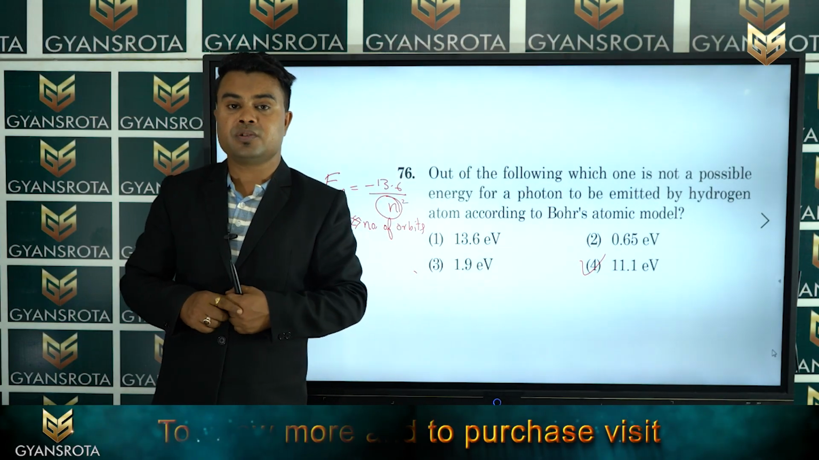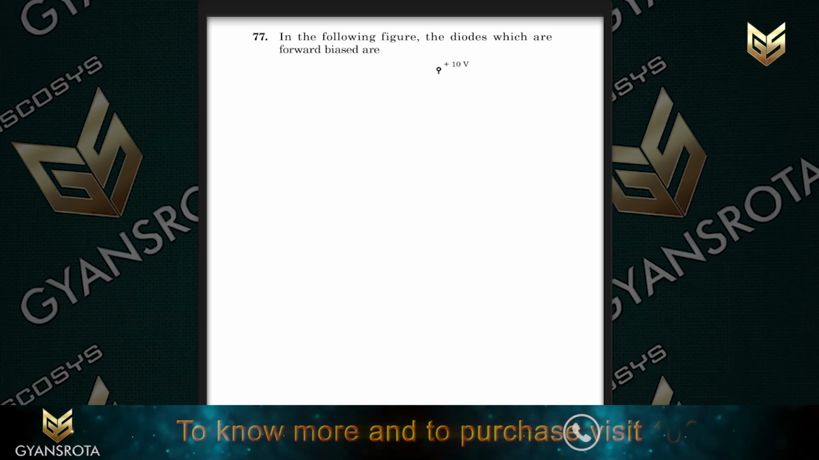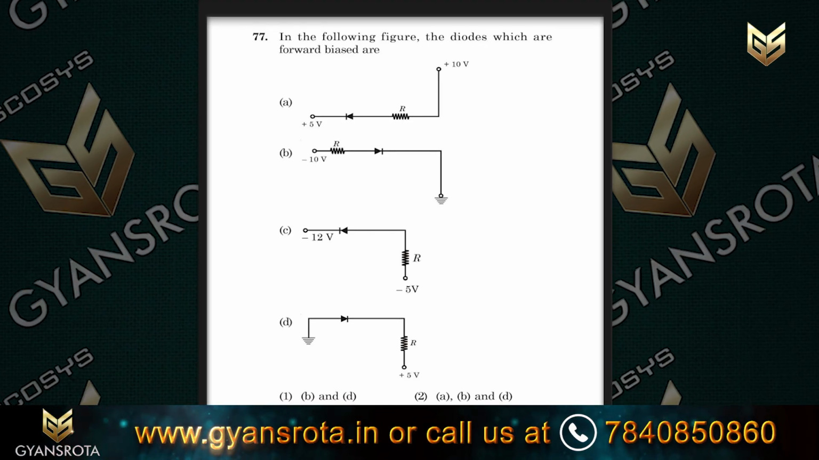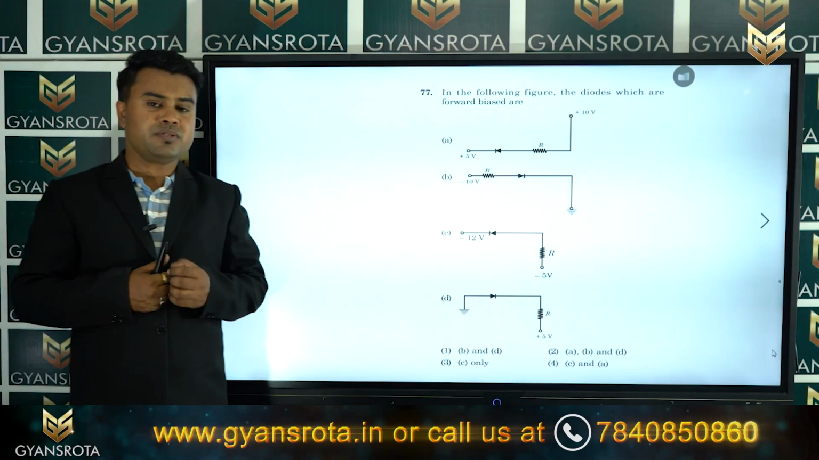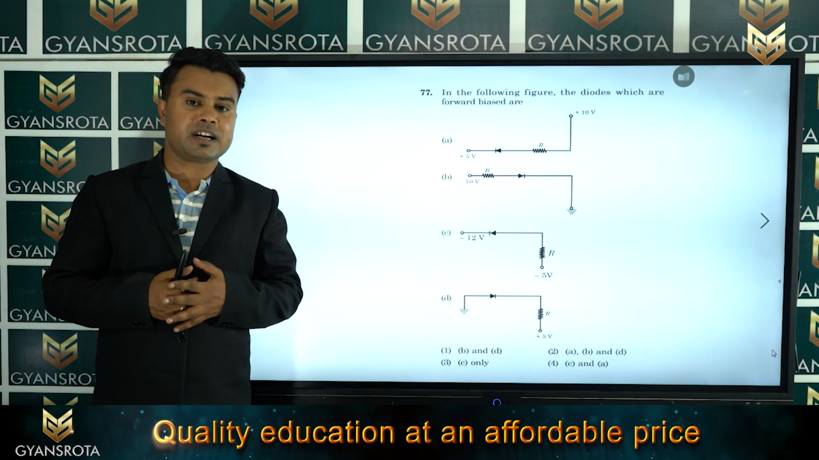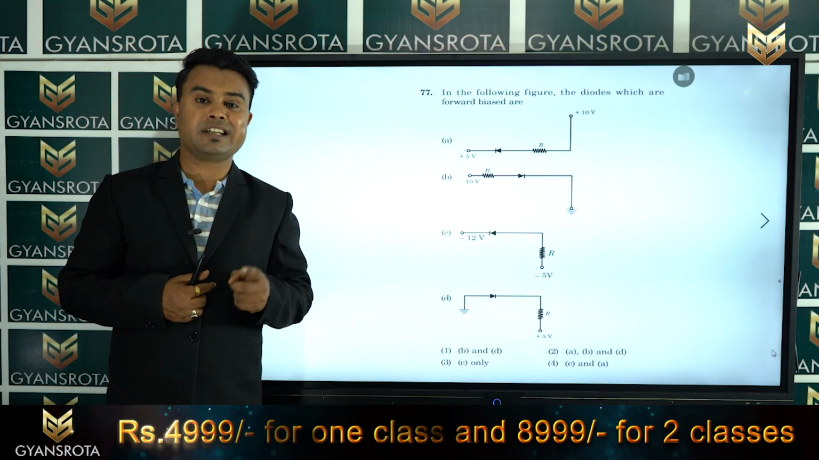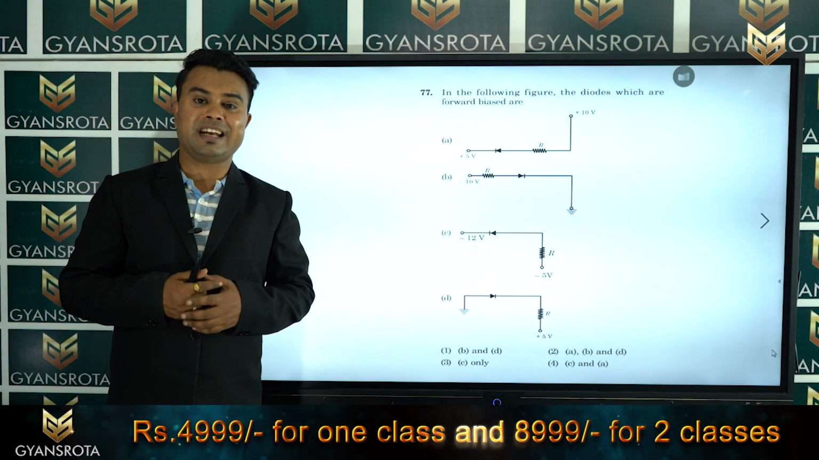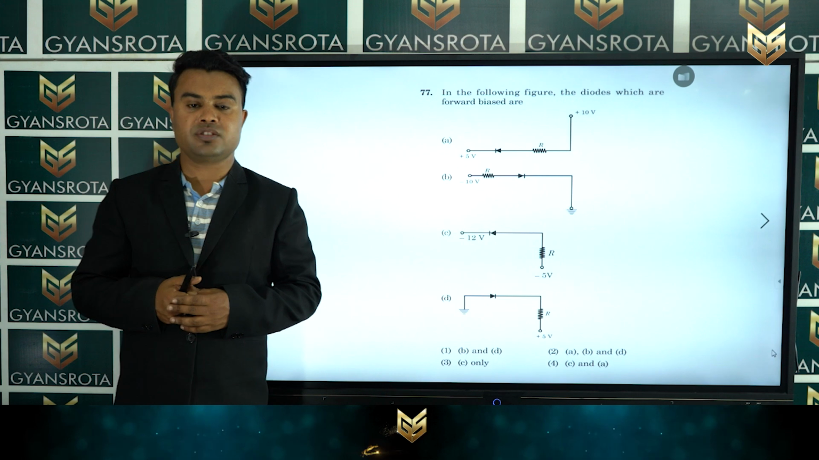Fine. So now let us move to the next question, that is question number 77. In the following figure, which of the following diodes are forward biased? What is forward bias? This question came from semiconductor physics. When the positive terminal of the battery is connected to the P side and the negative terminal of the battery is connected to the N side of the diode, then the diode is called forward bias.